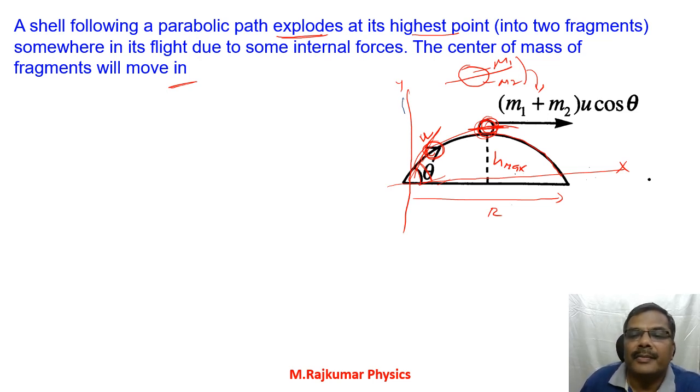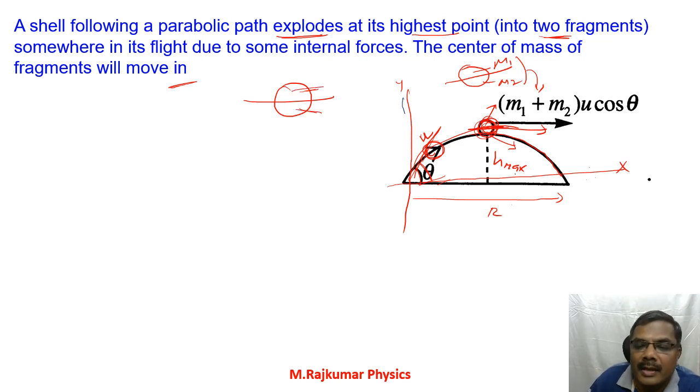After exploding, it has a number of possibilities. Both can move in the same direction, or one fragment can go up and one fragment can come down. So we don't know. I'm having one mass here. This explodes into two, which means the two masses may be exactly half each. They are saying two fragments, that means two pieces. One may be bigger and the other smaller, or both can be equal. This one is much bigger, this one is much smaller, like that. So there are different combinations, but if I add them, I get the mass of the shell.